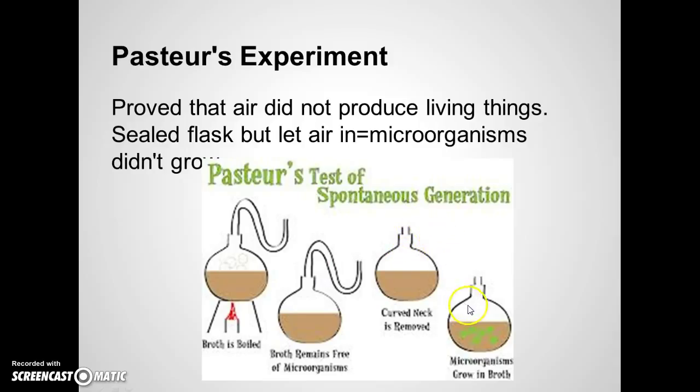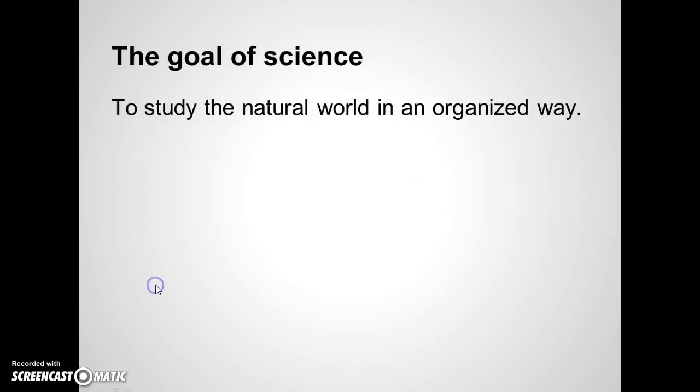What he found was that the one that was open did produce microbes, and the one that was open but had the curved neck opening, preventing any microbes from getting in, had no microbe development in there. Again, this goes to the idea that there isn't spontaneous generation, that it is not life coming from non-living things. Life is actually coming from other life.